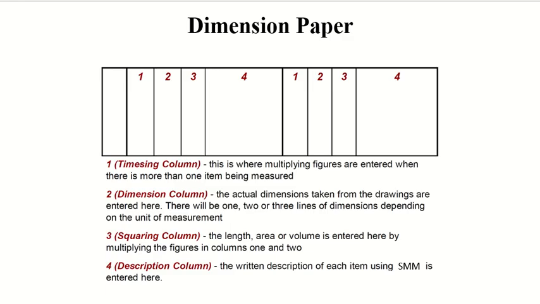This will be repeated, so we want to have a smaller number of sheets, that's why 2 sets. The first one is time sync, the second one is dimension, the third one is squaring, which is the product of 1 and 2, and the fourth one is describing the item according to the standards.